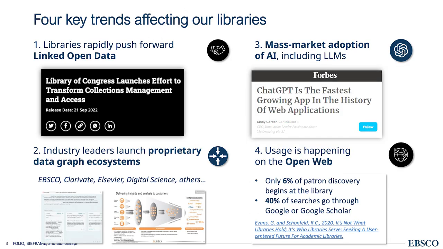In the past 18 months or so, we've seen some fairly clear trends within the library world, and I wanted to cover four of these. I think they're probably the big four that other people will be familiar with. The first one is the one I'm not going to talk about quite so much right now. This is about the Library of Congress and their move towards a linked data future. I'm going to be covering this as a case study in a few minutes, and it's certainly worth spending some time looking at.